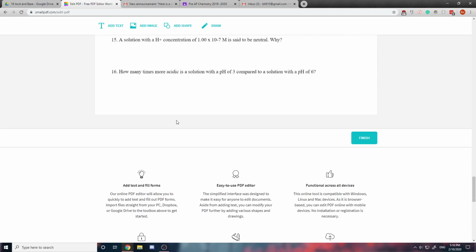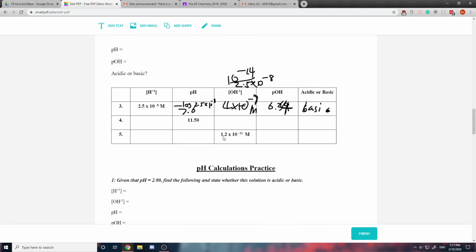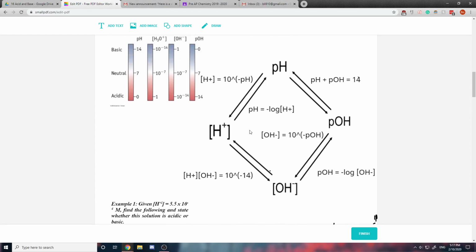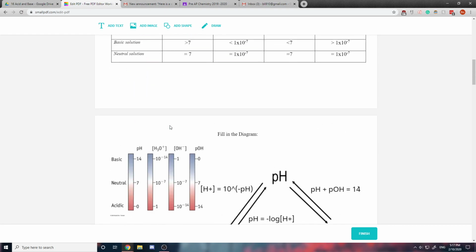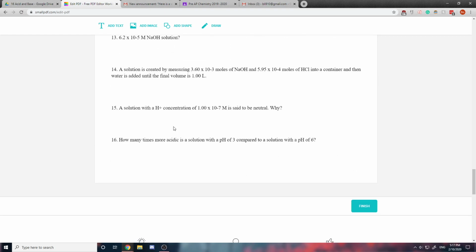Okay, this is pretty much calculations for pH and pOH. You should be able to tell me the relationship between all of them and whether it's acidic, basic, or neutral. If you have any other questions, please ask.